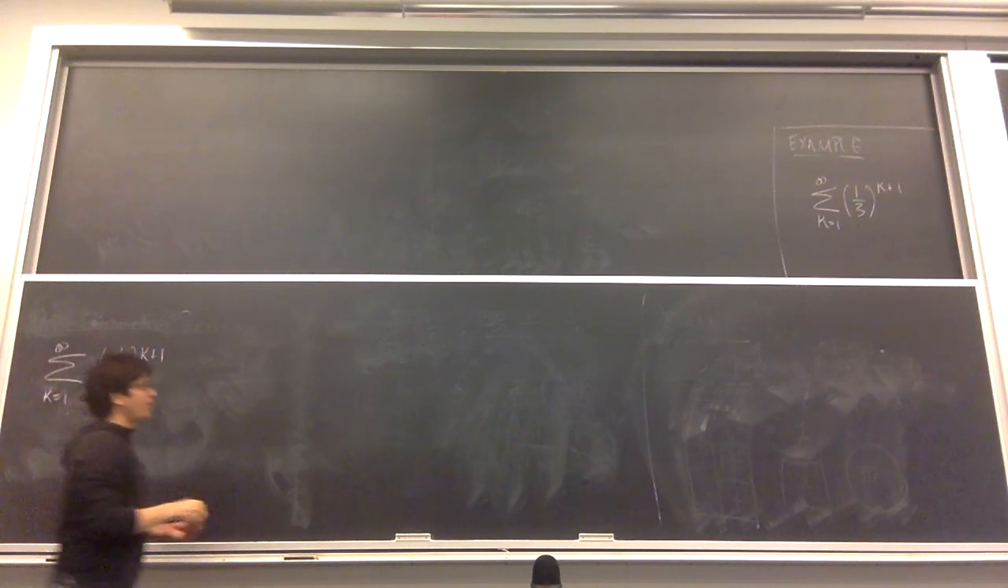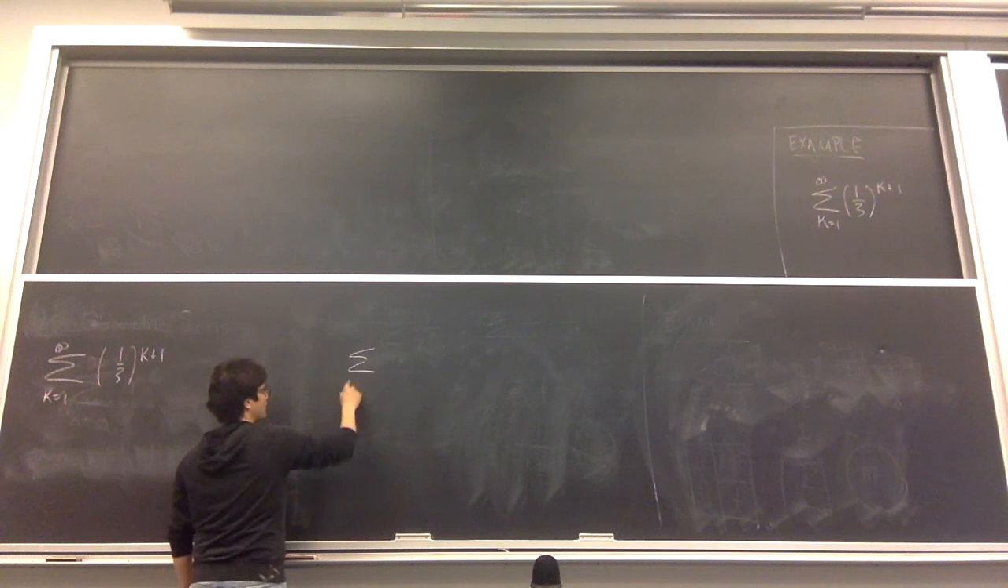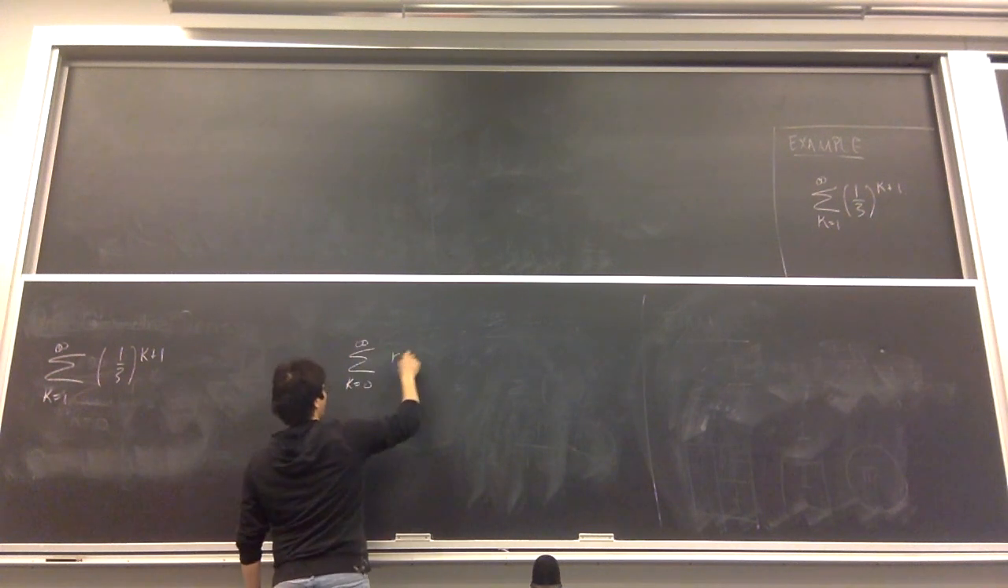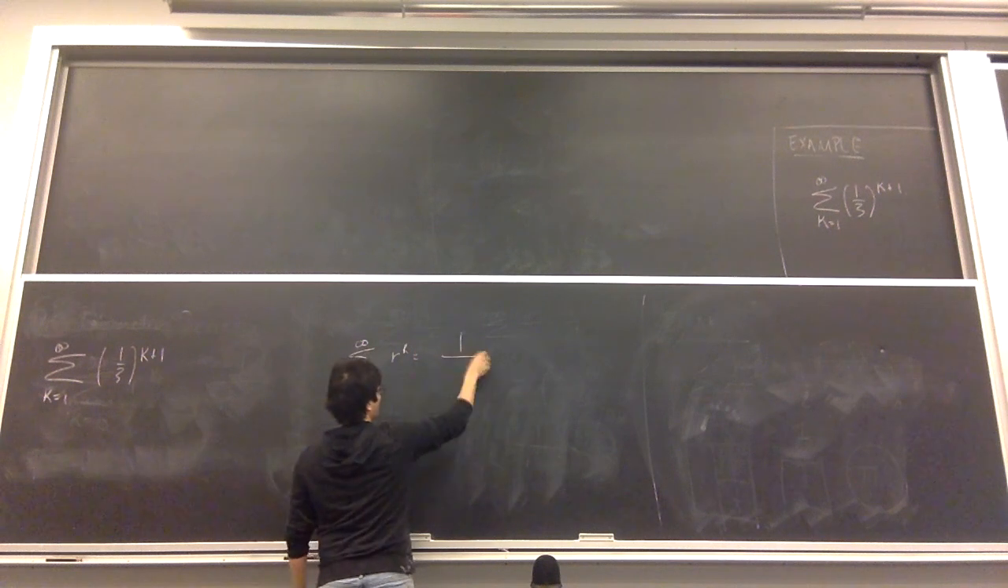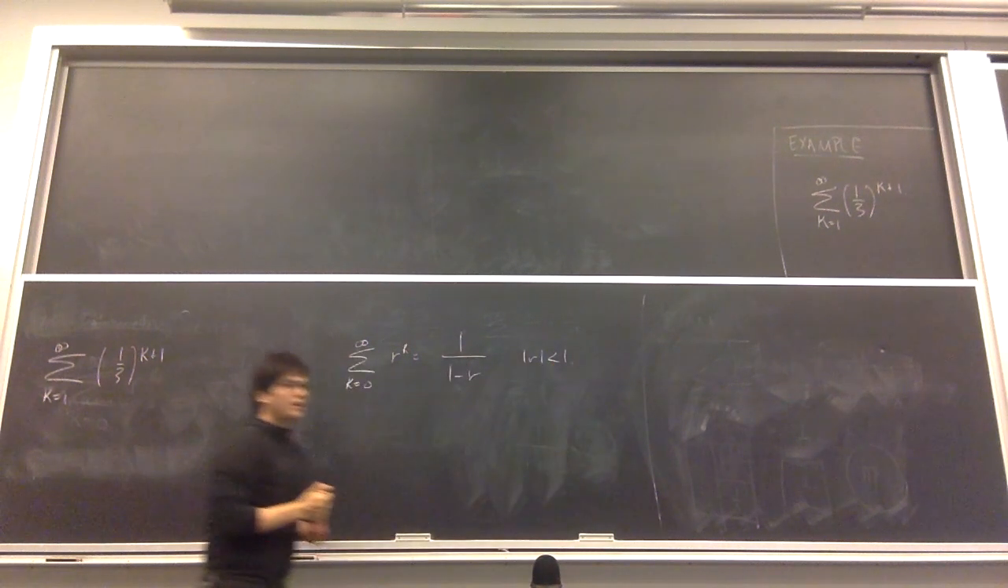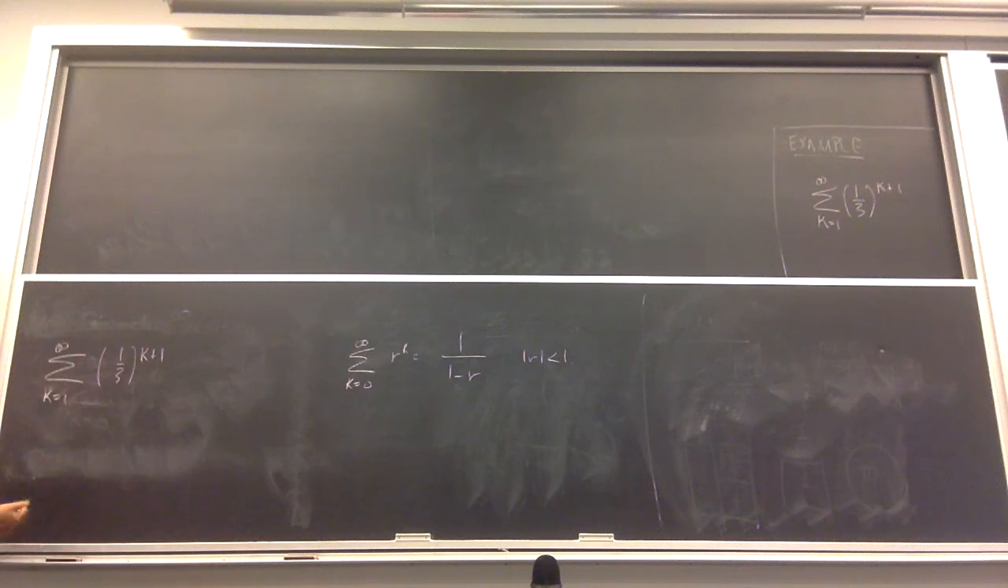So what's the rule that we have? The sum from k equals 0 to infinity of r to the k is equal to 1 over 1 minus r when |r| is less than 1. Let's keep this in the back of our mind. So what's the first thing I have to do here? Change the index. I want to start from 0 to infinity.